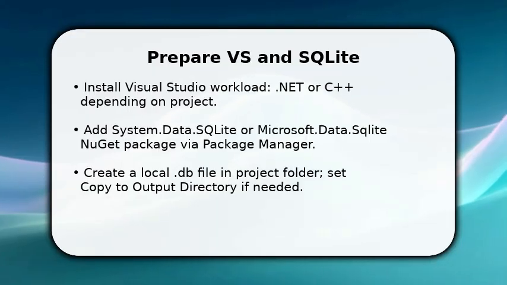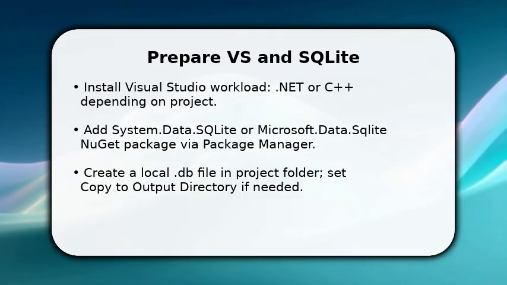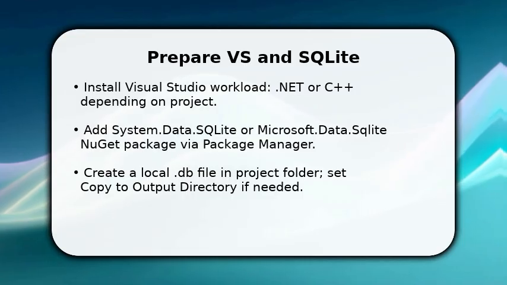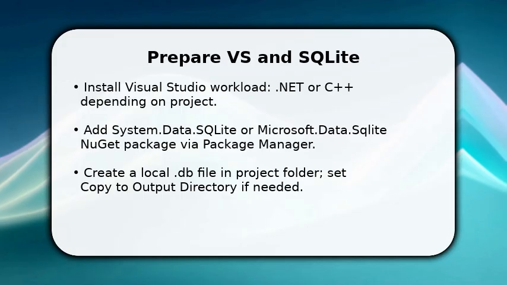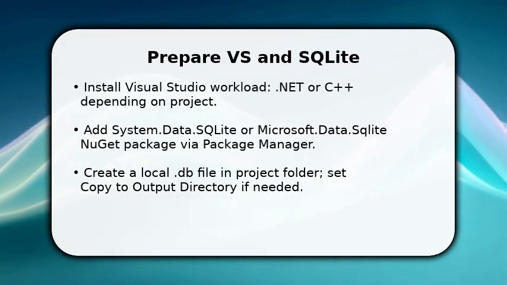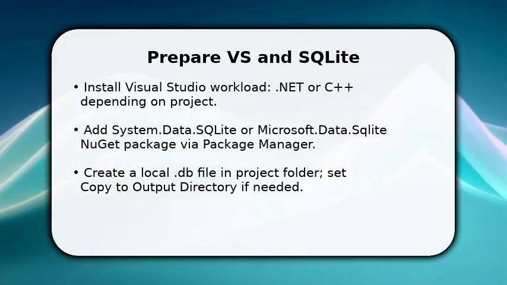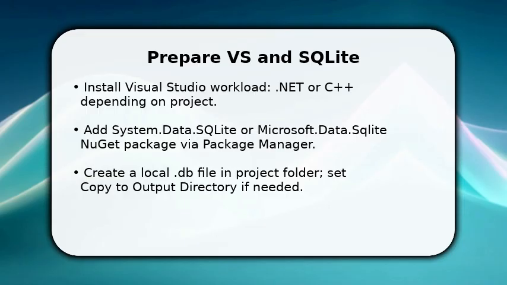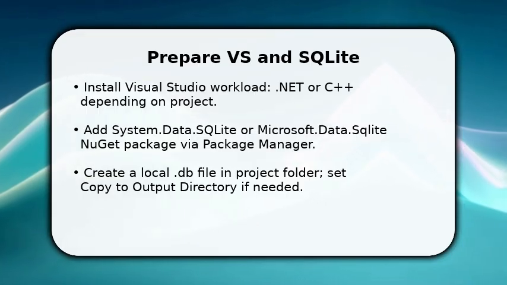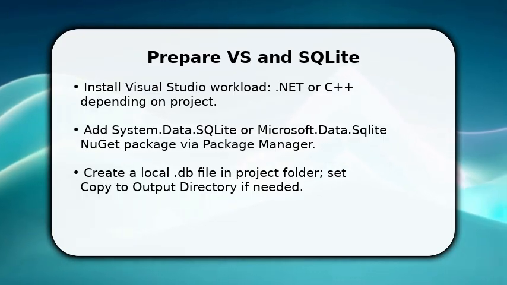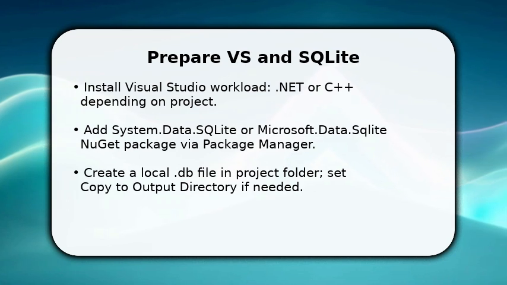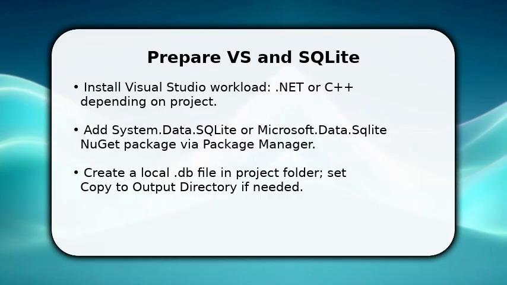You start by preparing Visual Studio and the Sqlite library so you can focus on code immediately. Install the matching workload for your language, then add the System.Data.Sqlite or Microsoft.Data.Sqlite NuGet package, this gives you the .NET APIs. Create a local DB file inside the project and set its copy to output directory property so it deploys with builds. Once done, open Program.cs or your main source file, and add the using statements for the Sqlite provider so you can compile fast.